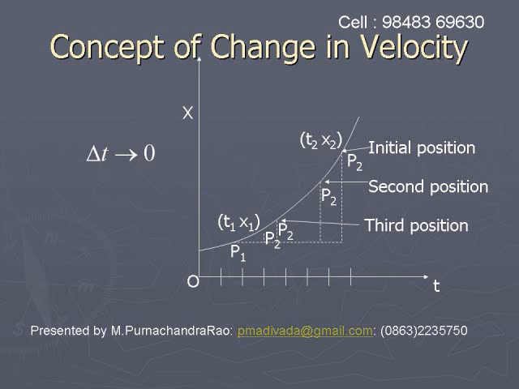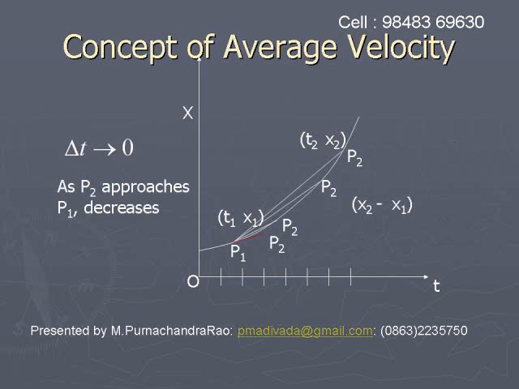Locate the several positions of P2. The initial P2 is taken as the extreme P2, and then we take the P2 close to P1. As it comes close to P1, the time interval delta t becomes smaller and smaller. As this time interval becomes smaller and smaller, the position of P2 approaches P1.